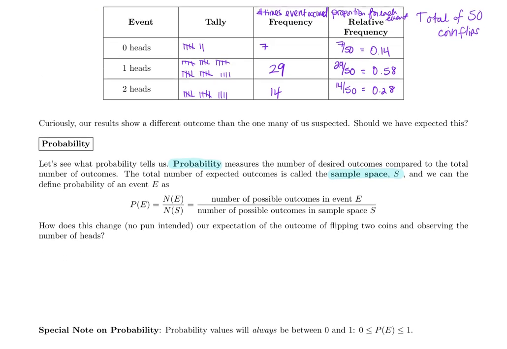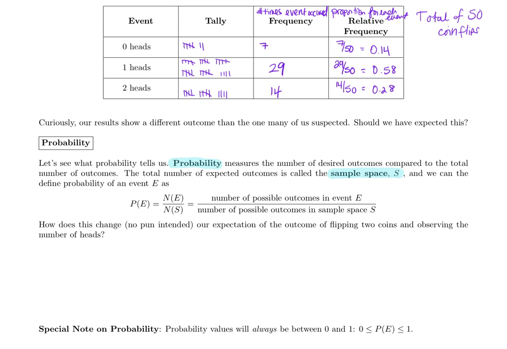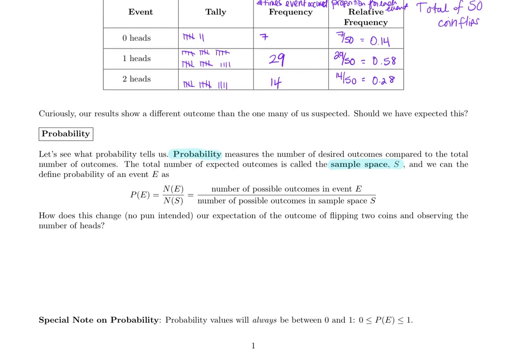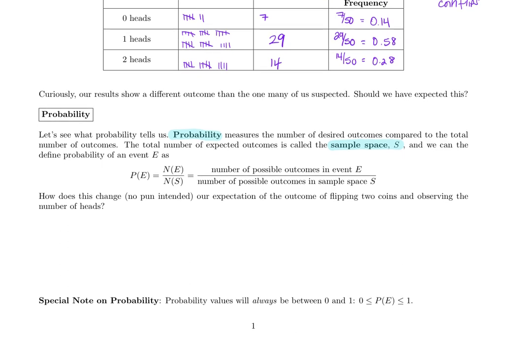So how does this change? No pun intended, because we're flipping coins, which we also call change. How does it change our expectation of the outcome of flipping 2 coins and observing the number of heads? Well, let's think about it this way. Let's define our sample space S, all possible outcomes. I put little serifs on S because otherwise they turn S's into 5s. You don't have to put the serifs on S. I do it just so I don't accidentally turn it into a number.